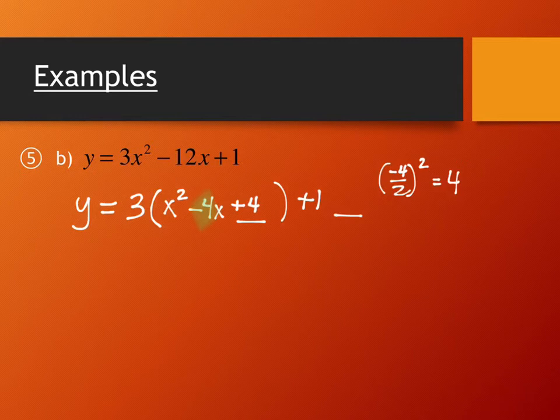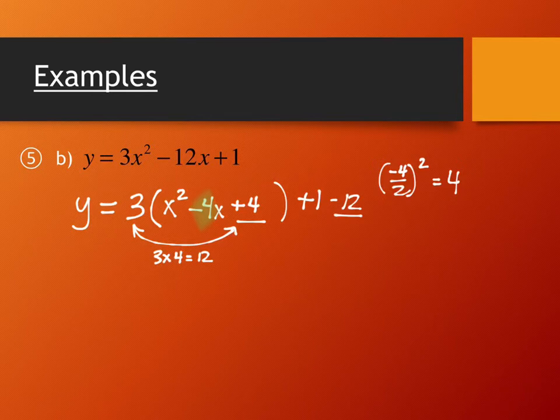Right? I pulled it out of the 12. I pulled it out of the 3. Well, when I put the 4 in there, I've automatically already pulled it out of the 4 that's in there as well. So when I added this 4, I really added 3 times 4, which is 12. So my compensation is to subtract a 12 on the outside.